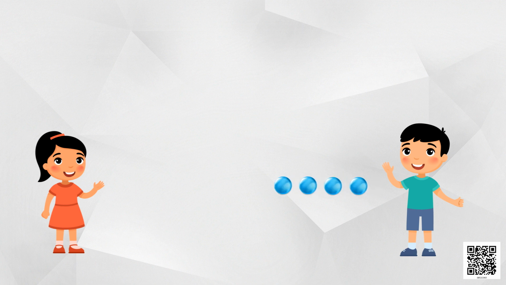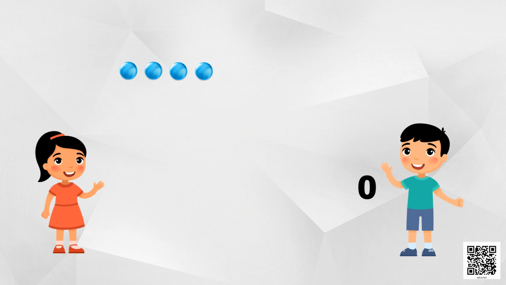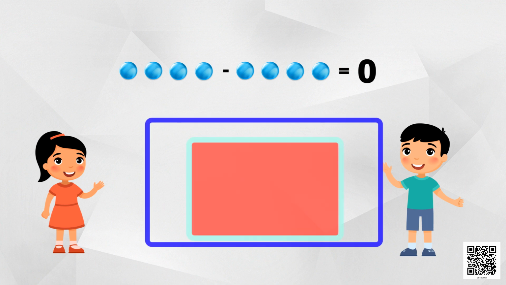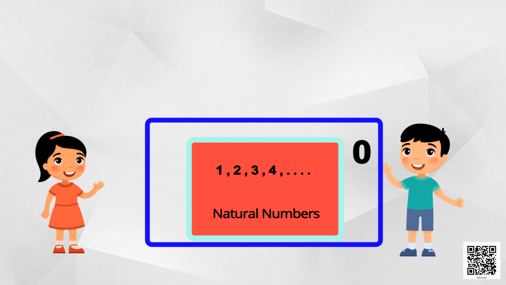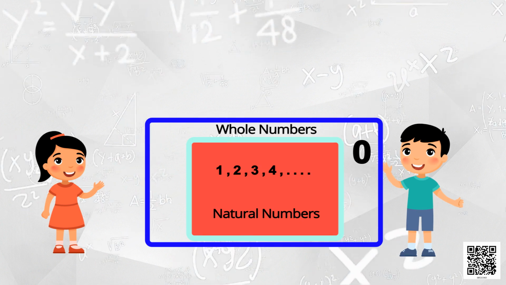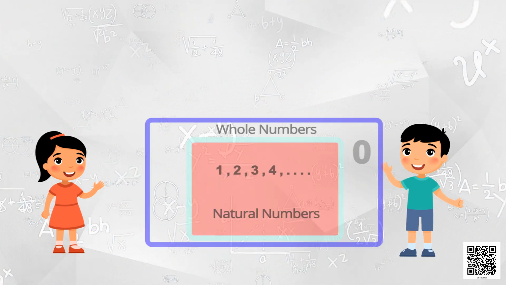One day his sister took all his marbles. His elder brother said, "Oh, you are left with 0 marbles?" That day he understood that when a number is subtracted from the same number, we get a number 0. When we add this number 0 to the set of natural numbers, we get a new set of numbers called whole numbers.